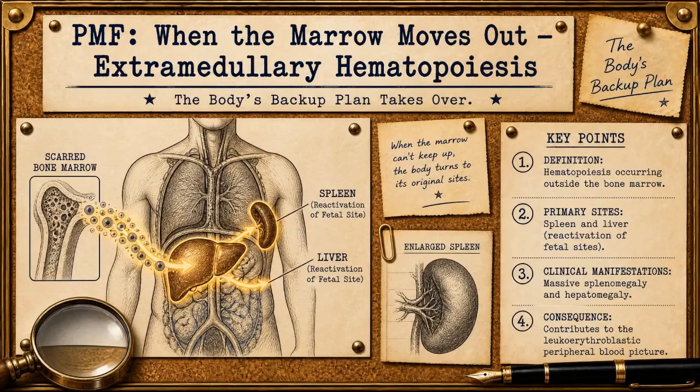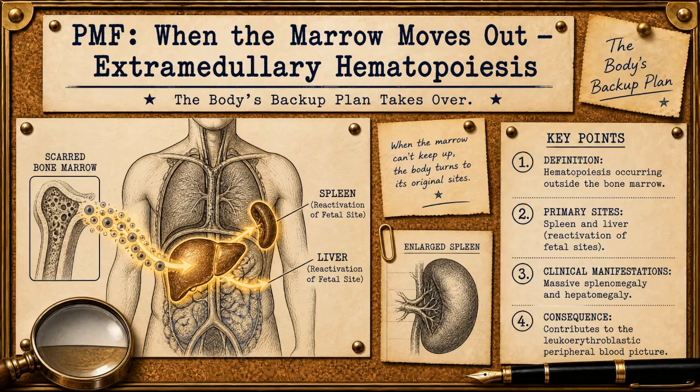But the body is incredibly resilient and resourceful, and it has a backup plan. When the primary hematopoietic factory, the bone marrow, fails, it initiates extramedullary hematopoiesis. Extramedullary hematopoiesis is simply defined as blood cell formation occurring outside the bone marrow. The primary sites for this extramedullary hematopoiesis are typically the spleen and liver.